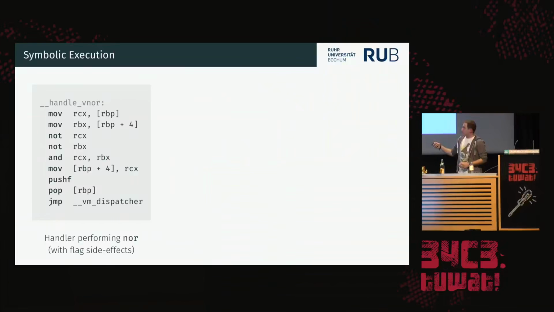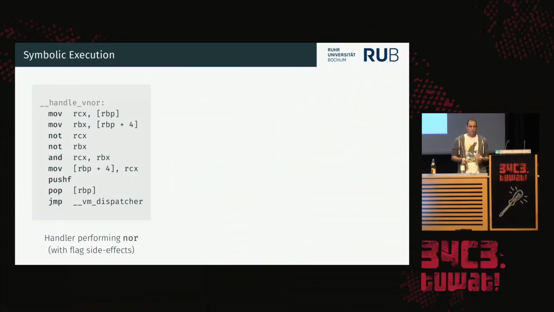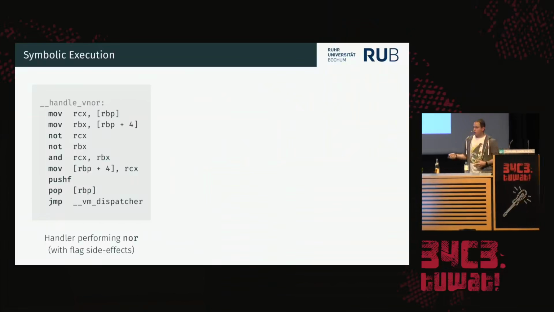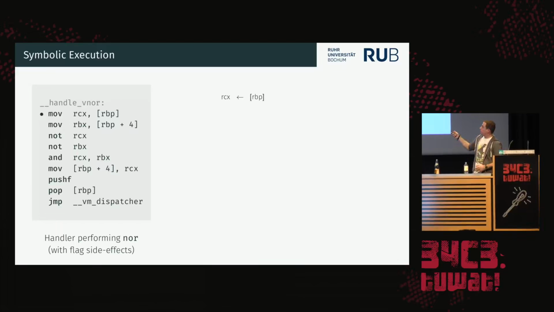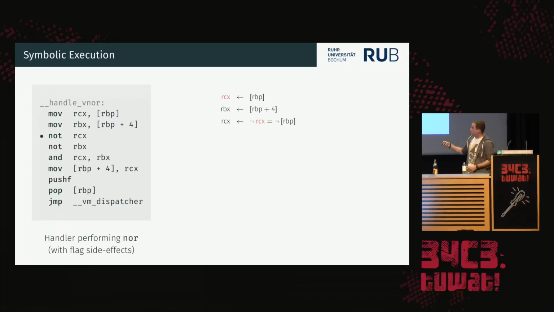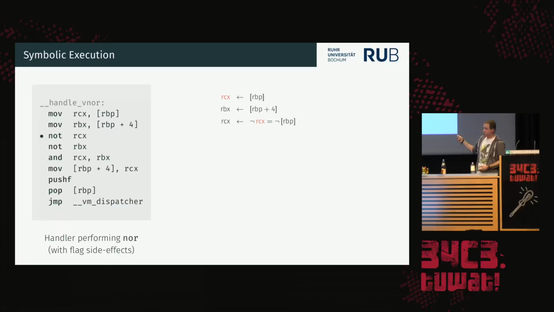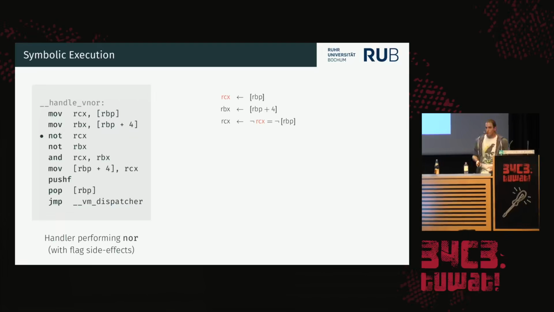Okay, on to deobfuscation. In every deobfuscation scheme, or every deobfuscation tool we've seen, we get to a point where we employ a technique called symbolic execution. So consider the handler here on the left. This is the NOR handler we've seen earlier, and we now want to reason about it. So we execute it, but not with concrete values, but with symbolic values. We just execute this move symbolically: we assign to RCX the value of the memory cell indexed by the register RBP. We can continue to do so, and we get the second assignment. Also, if we get a NOT operation on RCX, we just assign to RCX the negation of RCX, which is the same as the negation of the memory cell pointed to by the register RBP.